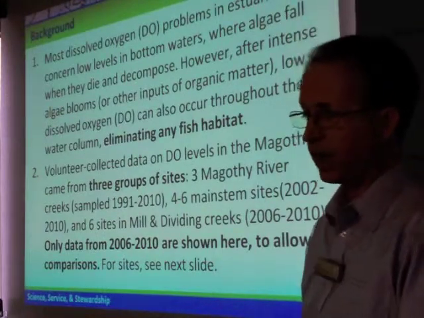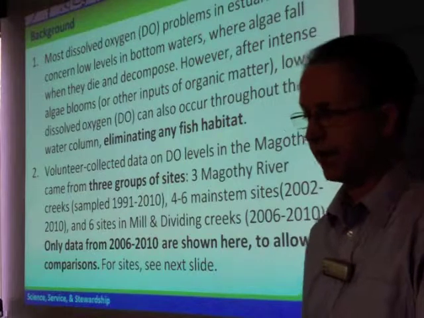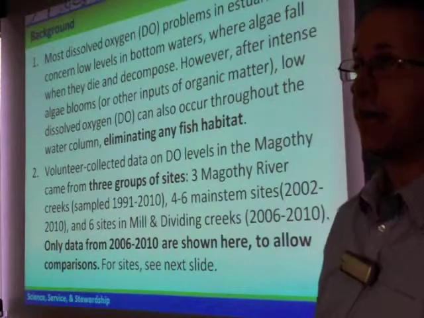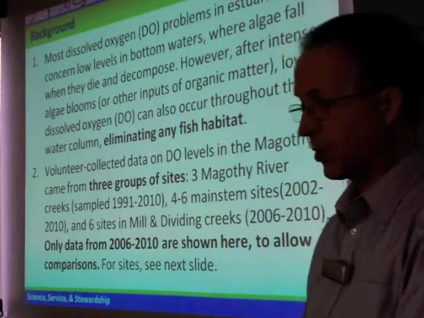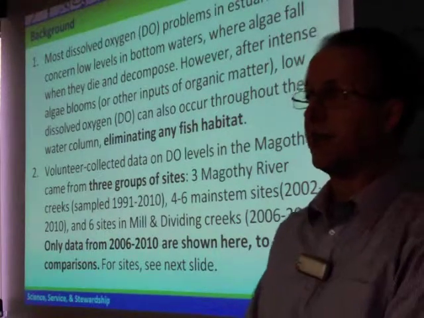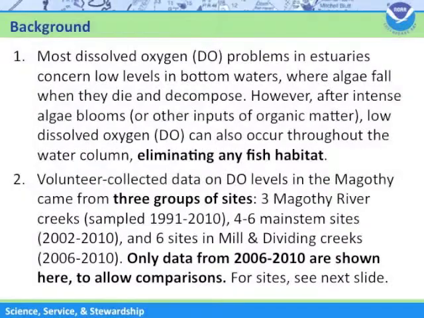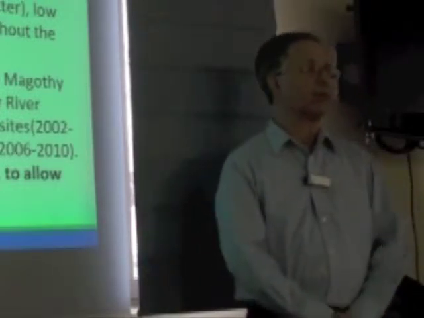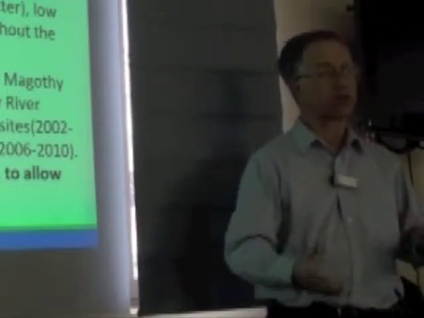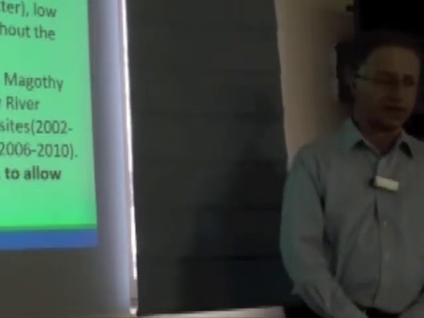So I'm going to talk about volunteer collected data from the Magothy from three groups of sites. Three of these are sites that I've sampled. Two of them are creeks near my house. I started in 1991. There are 4 to 6 main stem sites that have been sampled since 2002, and then the 6 sites on Mill and Dividing Creeks where sampling started in 2006. And in order to compare the data, I'm only going to show data from 2006 to 2010. That gives us 5 years of data.